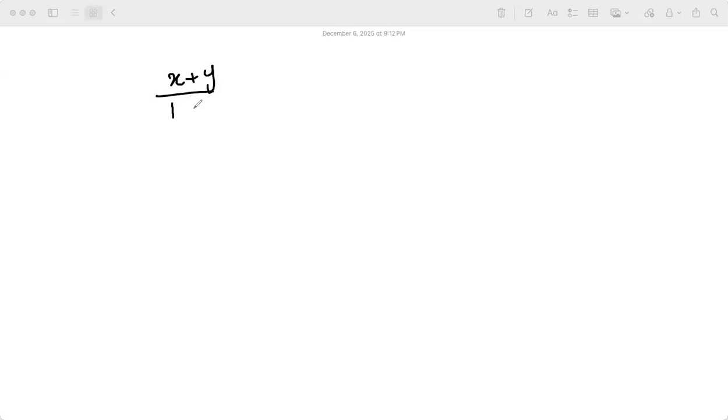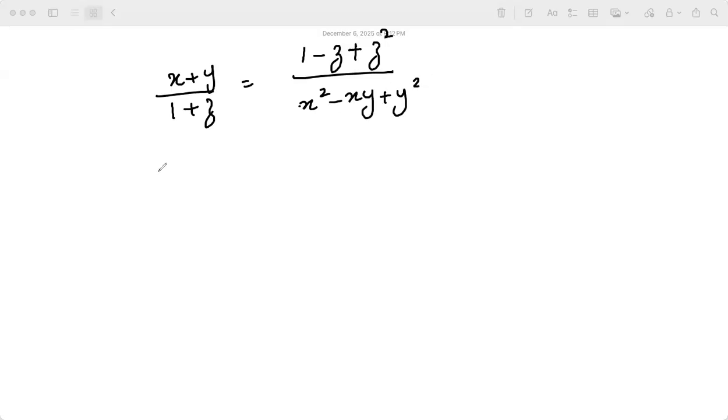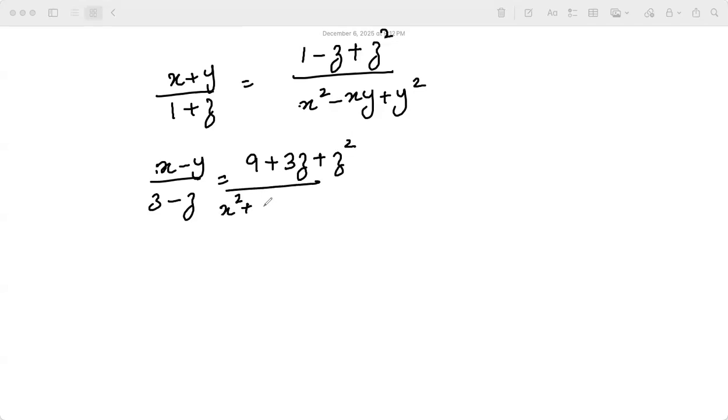How about this? Okay, this one is a harder one, but let's see. (x plus y) by (1 plus z) will be equal to (1 minus z plus z squared) divided by (x squared minus xy plus y squared). The other one, (x minus y) by (3 minus z) will be equal to (9 plus 3z plus z squared) divided by (x squared plus xy plus y squared). Would we be able to do this?